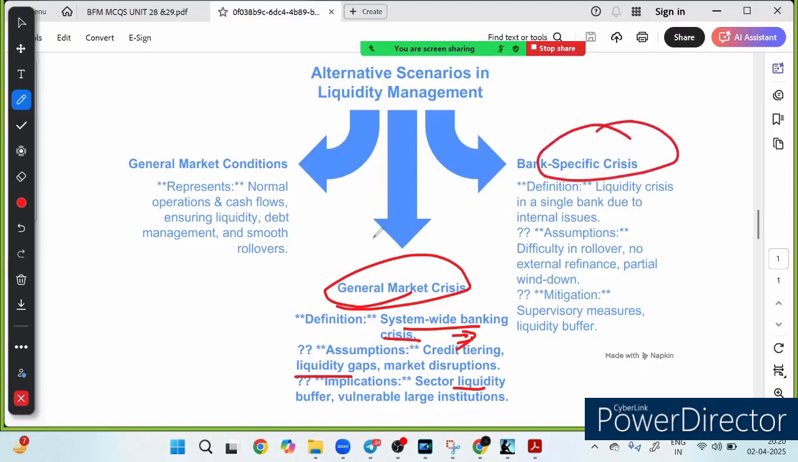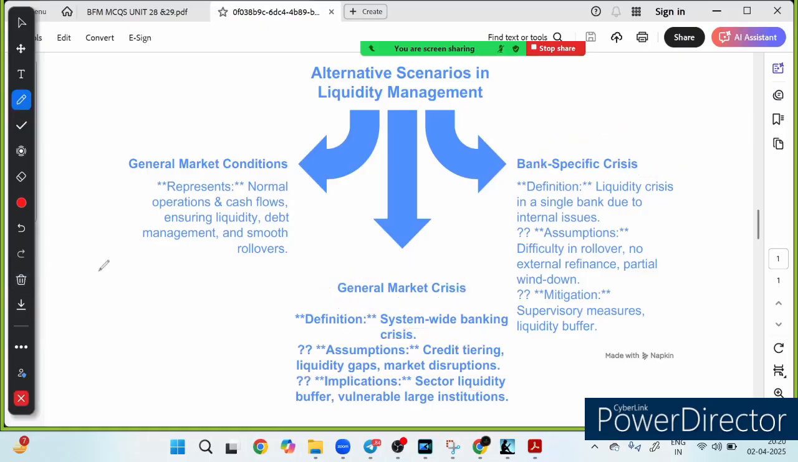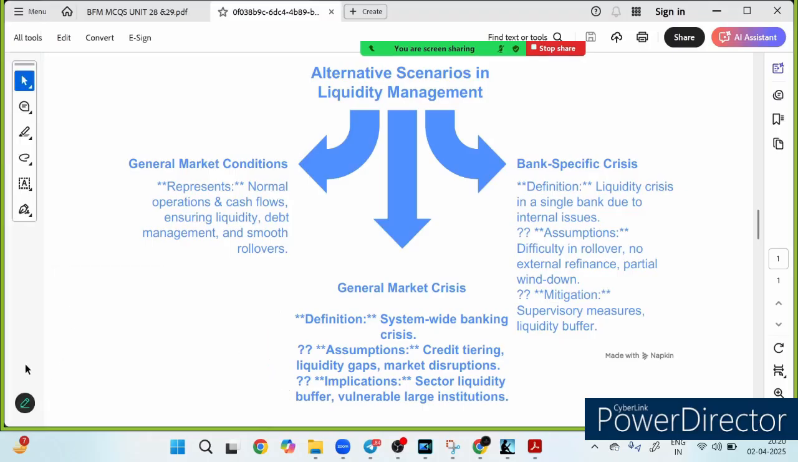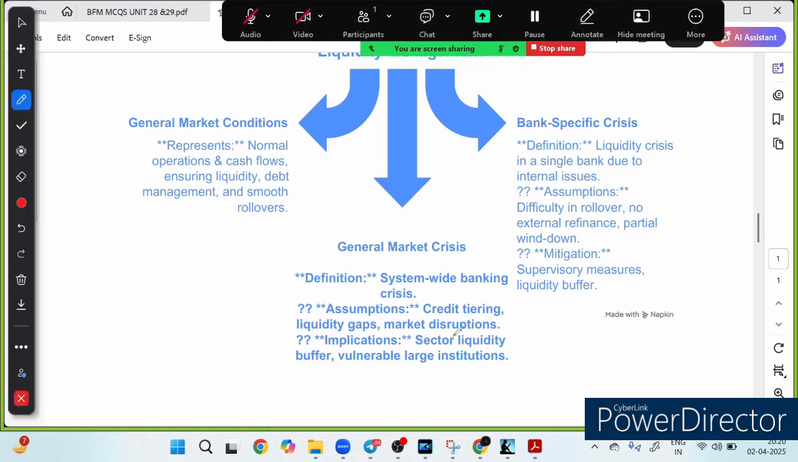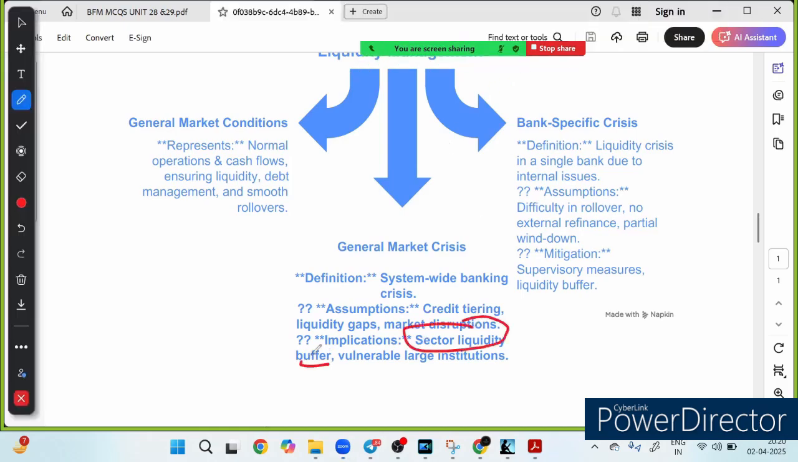And the third scenario is called bank specific crisis. But one more thing I want to tell you: how to mitigate the general market crisis. To manage this risk, we need a sector liquidity buffer. A sector liquidity buffer can help. It is like a cushion that a bank can fall back on during turbulent times.